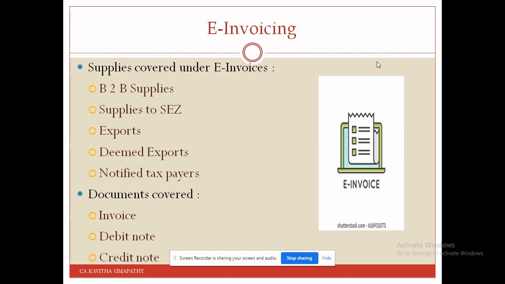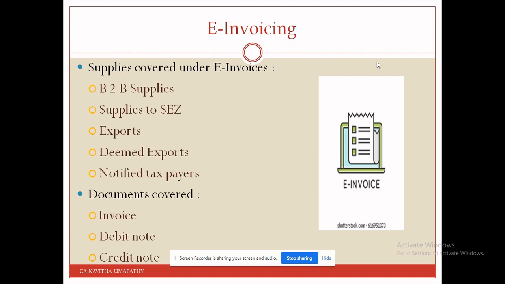So what are the supplies covered under e-invoice? Okay, fine. Now we have understood who has to issue e-invoice. Now, for which supplies does he have to issue e-invoice? For business to business, B2B supply, supply to special economic zone, exports, deemed exports, or to an unnotified taxpayer as prescribed by the government. So these are the supplies which are covered under e-invoice.